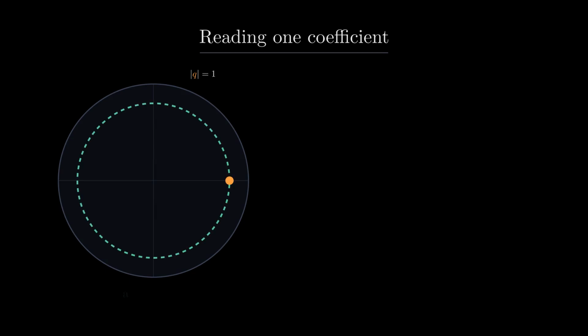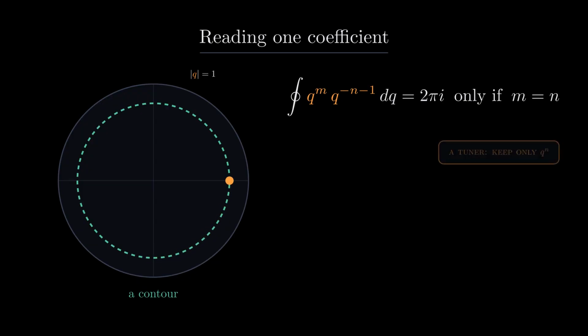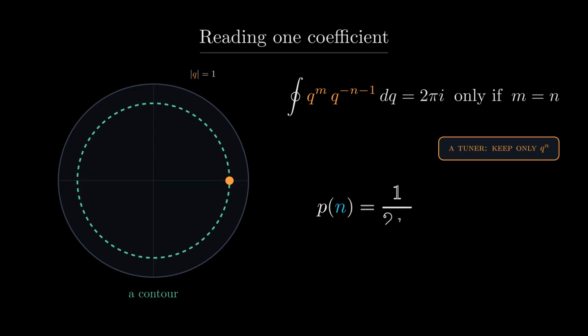Now the trick. Go around a circle and every power of q averages out to nothing, except one. Divide by q to the n plus 1 first, and only the nth power survives the trip. The integral is a tuner. It keeps the term you want and erases all the rest. Point that tuner at our generating function, and we get an exact expression for p of n. No more guessing, just one contour integral of big F around the circle.